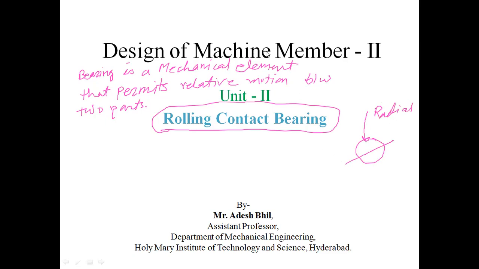And if the load is acting along the axis of motion, then this is your axial or thrust bearing. So this we have all seen already. Now we'll see in a rolling contact bearing, what is a rolling contact. So we will go to the next slide.